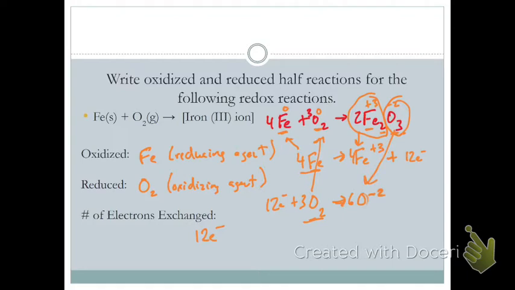So we're just splitting apart this redox reaction, but it helps us determine how many electrons. This is the way to figure out how many electrons are exchanged.